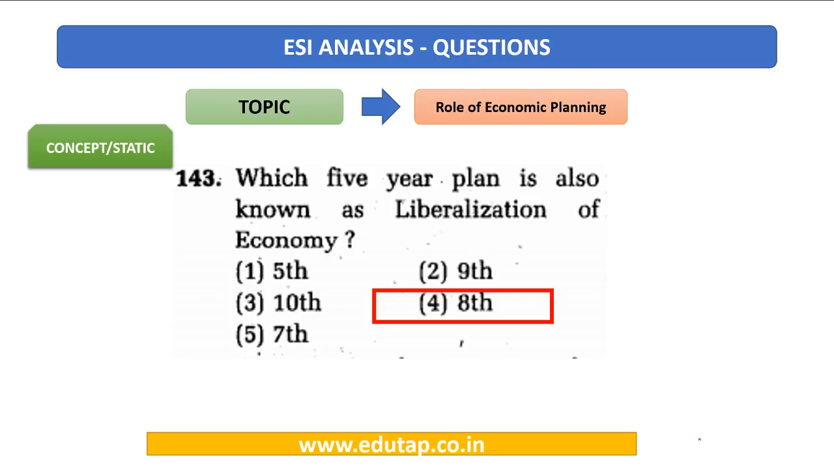Next question says, which 5-year plan is also known as Liberalisation of Economy? Now, the answer to this question is 8, and this particular question can be mapped to the topic of role of economic planning. It comes under the ESI syllabus, obviously, and this is a concept-oriented question because we have various 5-year plans that were in place before Niti Aayog was formed.